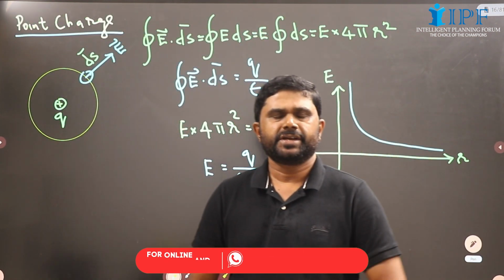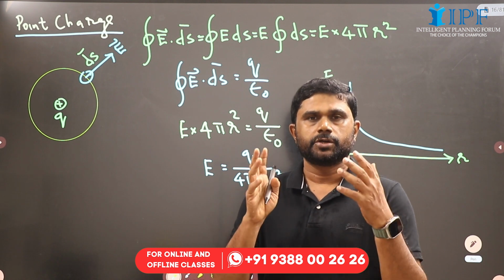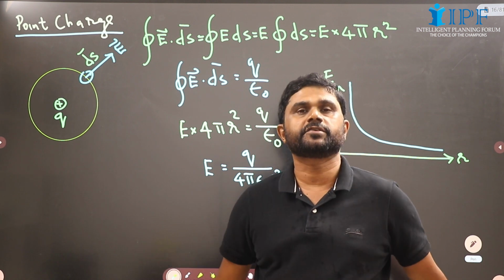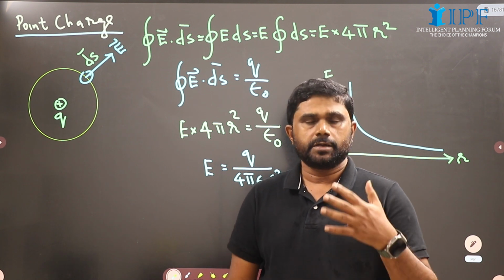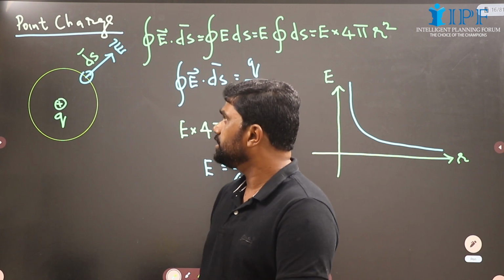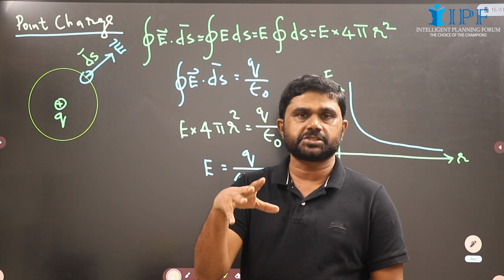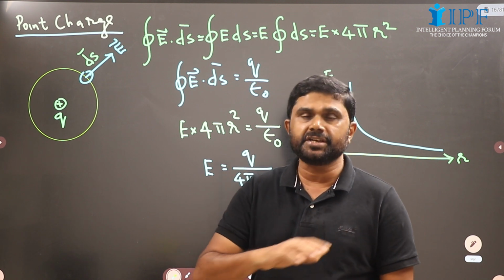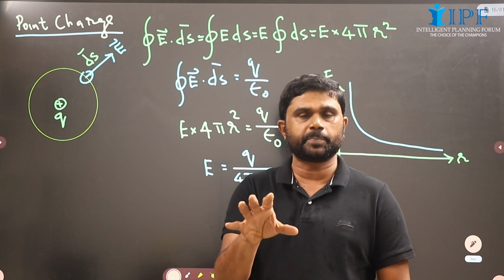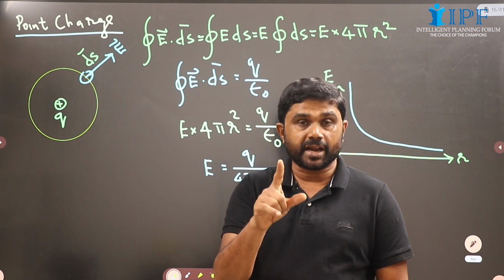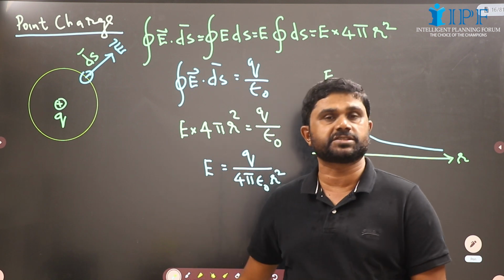Okay. Next is Gauss's law, which can be used to find the intensity of electric field due to various charge distributions. First, let us find the intensity of electric field due to a point charge. Gauss's law can be applied for any charge distribution and over any closed surface, but it will be simple when we can have a closed surface that is symmetrical with respect to the charge distribution.